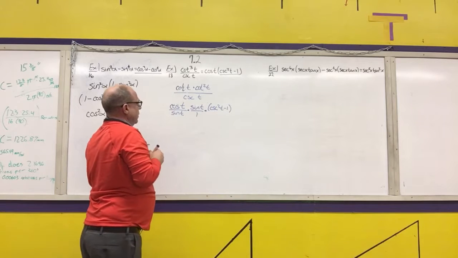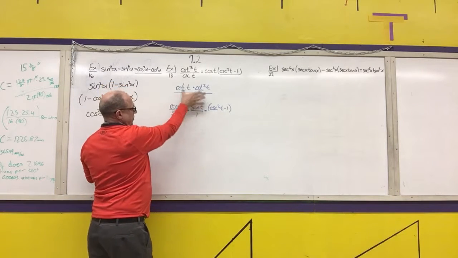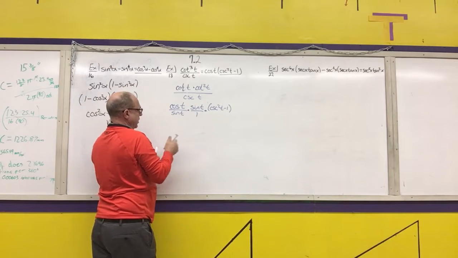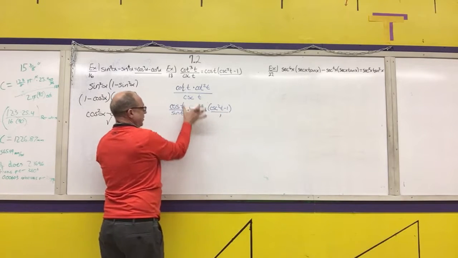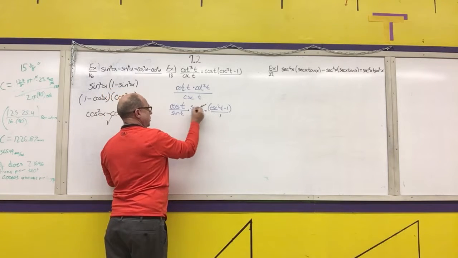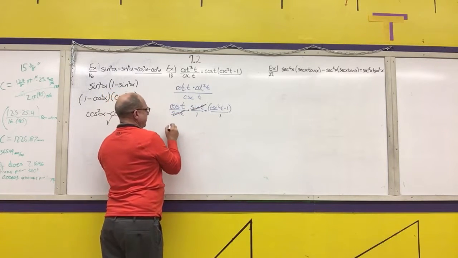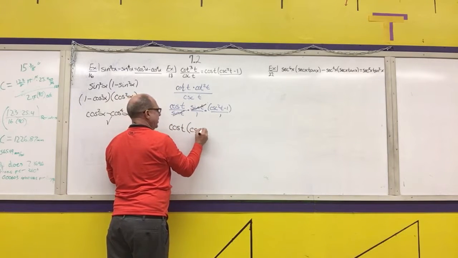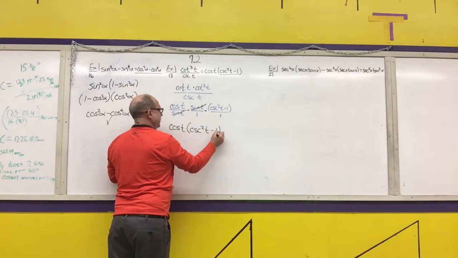Notice, it's a multiplication problem, so I can rewrite it as three separate fractions, like this. And if I were to multiply this all out, I would get back to this. My sine t's cancel. And I'm left with cosine t times cosecant squared t minus 1.